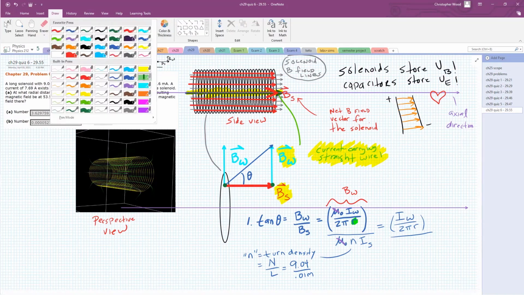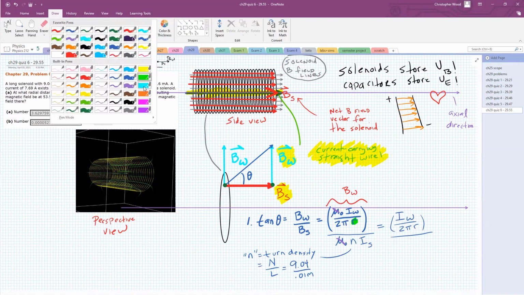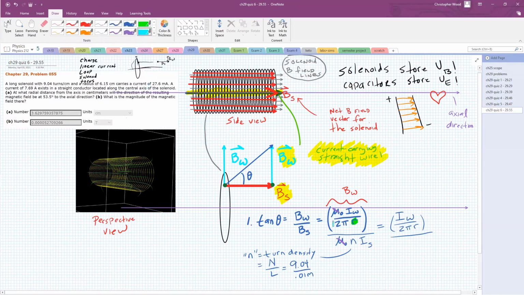So let me do a sanity check before I exit. Do I know the current going through the wire? Is that given? Yes. The current going through the wire is given. 2 pi is okay. I know the turn density. For me, it's 9.04 divided by 0.01 meters. Is the solenoid current given? Yes, it is.